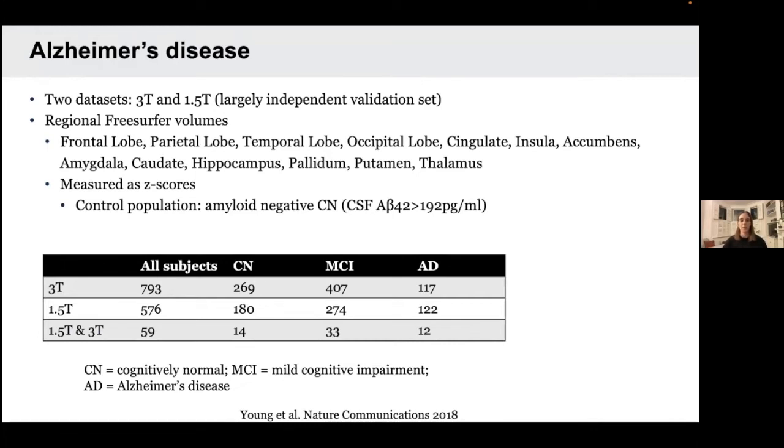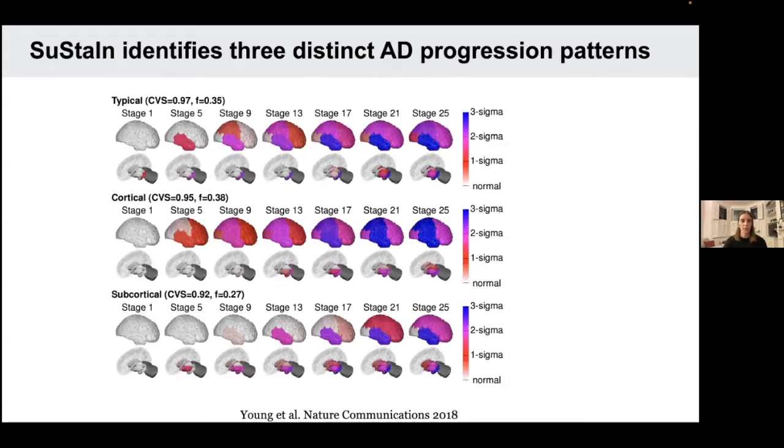So to look at Alzheimer's disease progression and subtypes, we used as input to SuStaIn regional free surface volumes, which we then measured as Z scores relative to a control population. And our control population here was amyloid negative, cognitively normal participants as measured on CSF. And what we found was that SuStaIn identified three distinct Alzheimer's disease progression patterns: a typical pattern, a cortical pattern, and a subcortical pattern. This is broadly in agreement with the heterogeneity observed in postmortem studies, but we were able to characterize the full temporal progression of the subtypes, and in particular the early stages, which is useful for subtyping and staging individuals in vivo.